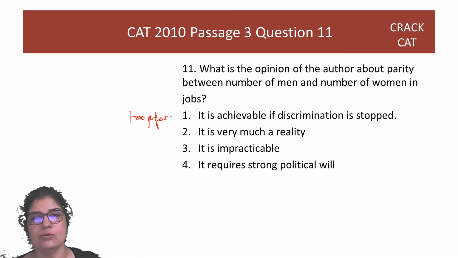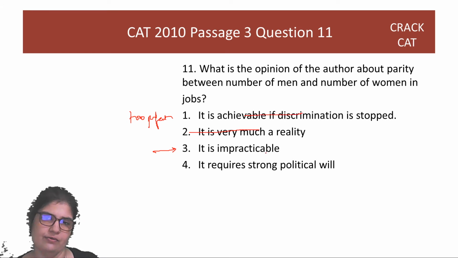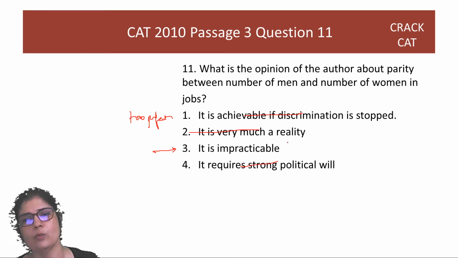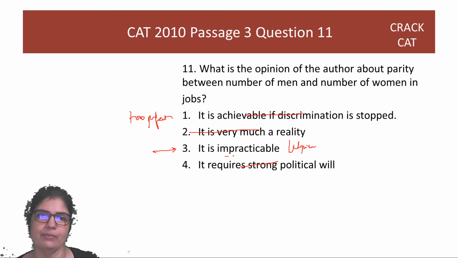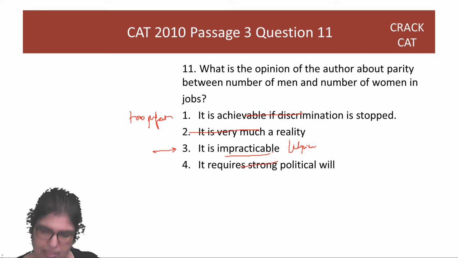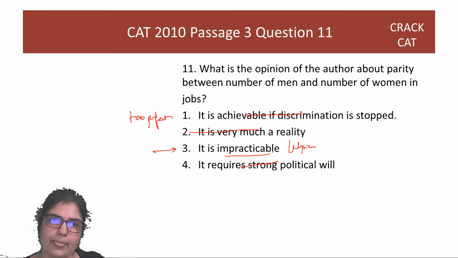So if you see the options, it has to be the third option. It is not a reality. He's saying it cannot be achieved, and so it's utopian. We shouldn't even go back to check. This should be a straight-away mark for you, right? So the answer is option 3.